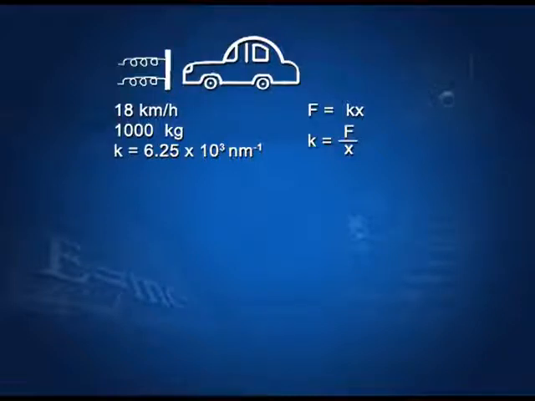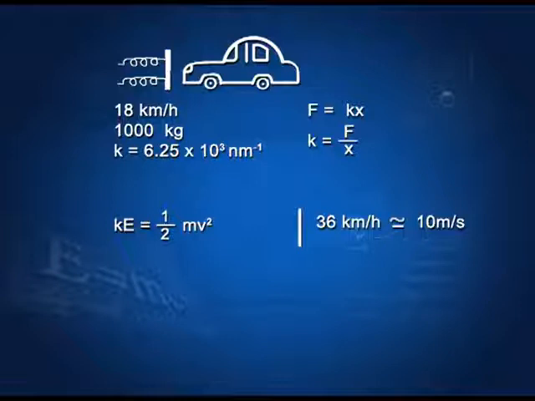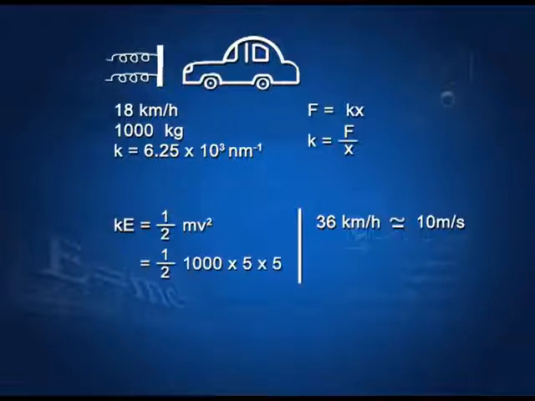Now, what is the energy that will be stored in this spring once this strikes it? So, the kinetic energy of the car is to be calculated, which would be given by half mv square, and to find out the v value in meters per second, we must remember that 36 kilometers per hour is equivalent to 10 meters per second. So, 18 kilometers per hour is going to work out to 5 meters per second. So, our kinetic energy is 1000 multiplied by 5 into 5, and this value comes out to be 12.5 into 10 raised to the power of 3 joules.